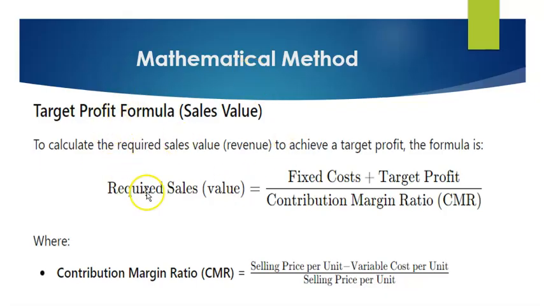Sometimes they can ask you to calculate targeted profit. This is the same thing as what we are talking about. We can also calculate required sales as fixed cost plus targeted profit over contribution sales ratio. This is another formula apart from the one we discussed previously. Note that contribution sales ratio, or contribution margin ratio, is simply contribution per unit over selling price per unit. That's the formula which is key.